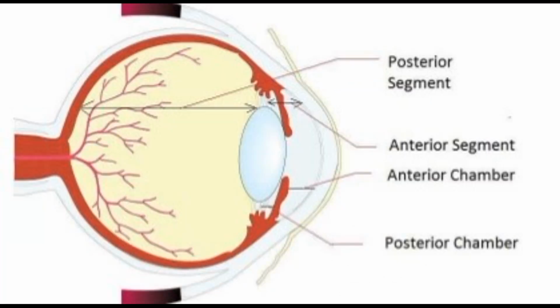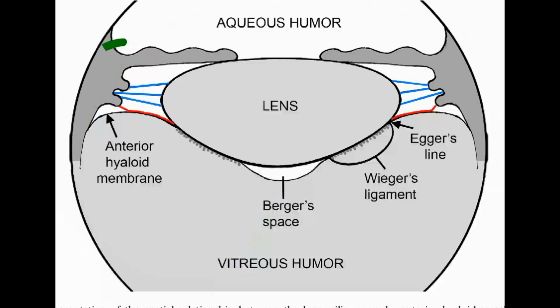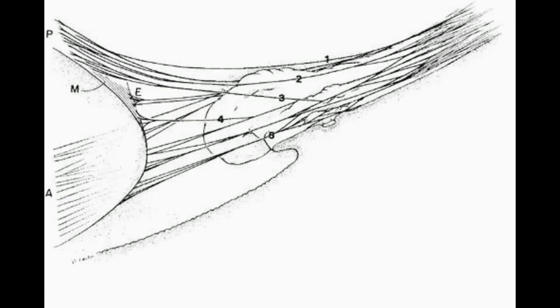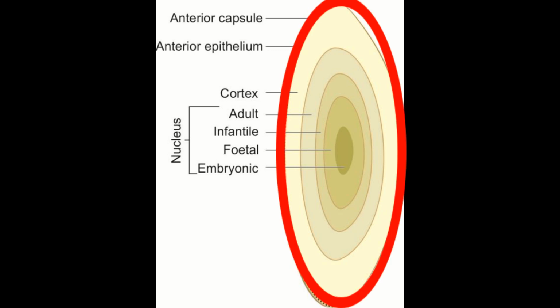Lens. It is a biconvex, non-vascular and transparent structure present behind the iris, dividing the eye into anterior and the posterior segments. It is held in its position by ciliary body with the help of suspensory ligaments known as zonule of Zinn. Coming on to its anatomy, the lens is covered by a structure known as capsule.